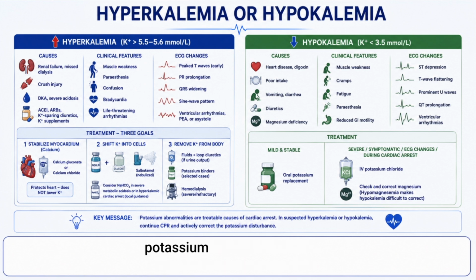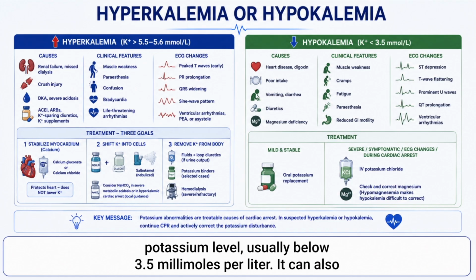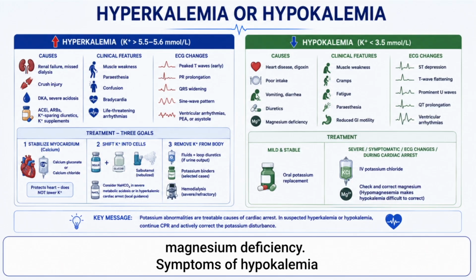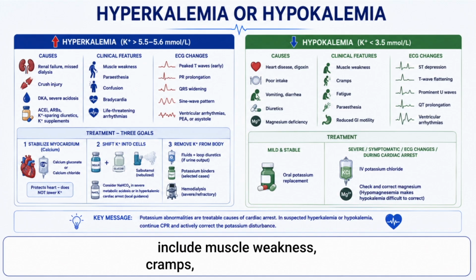Hypokalemia means a low potassium level, usually below 3.5 millimoles per liter. It can also cause serious arrhythmias, especially in patients with heart disease, digoxin use, poor intake, vomiting, diarrhea, diuretics, or magnesium deficiency. Symptoms of hypokalemia include muscle weakness, cramps, fatigue, paresthesia, and reduced gastrointestinal motility. ECG changes may include ST depression, T-wave flattening, prominent U waves, QT prolongation, and ventricular arrhythmias.